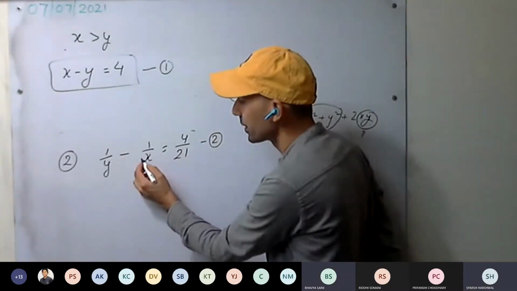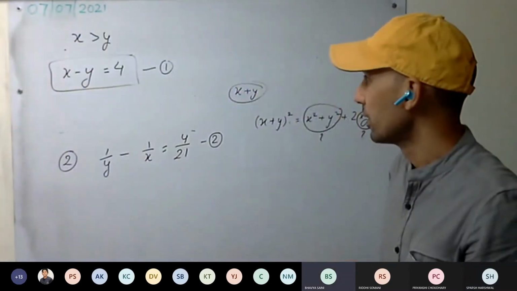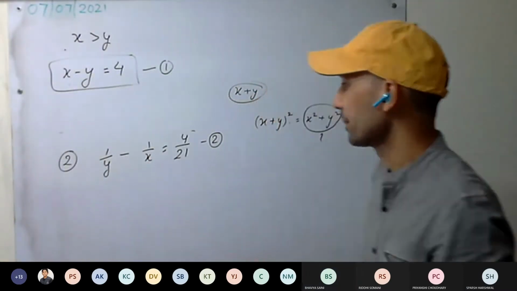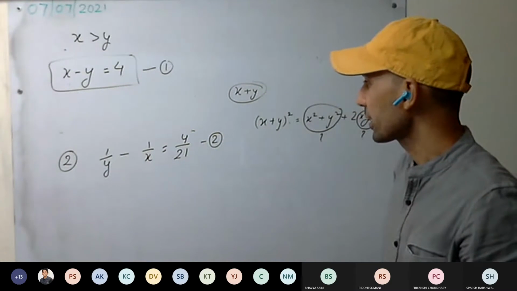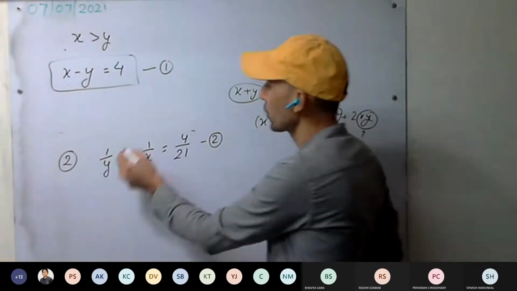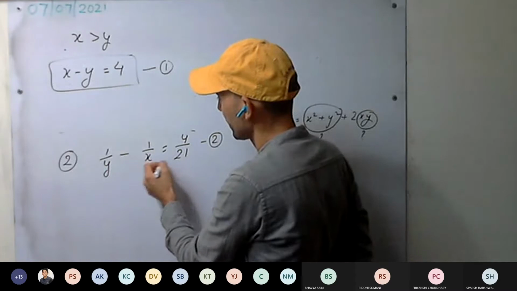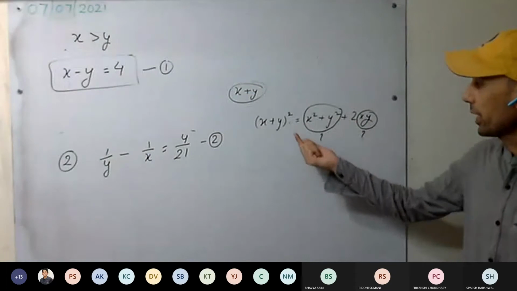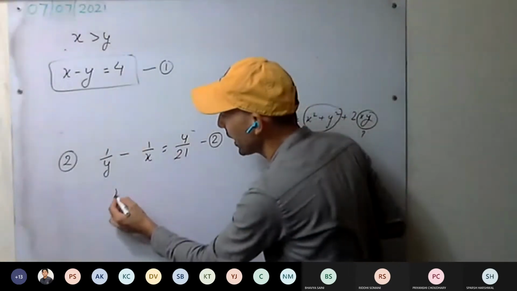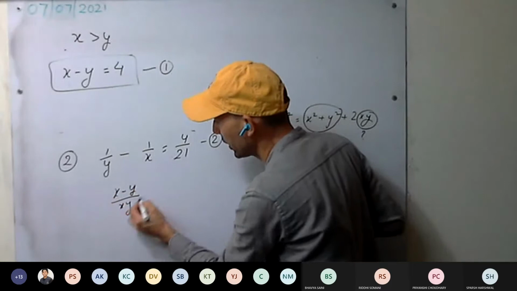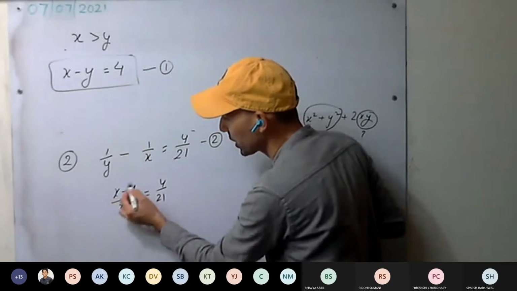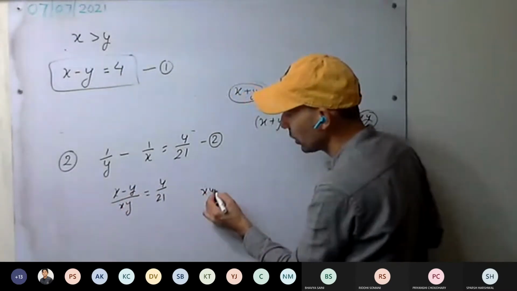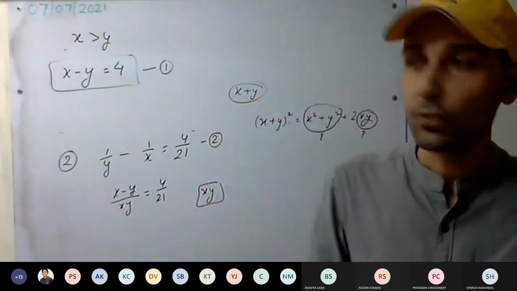Can we find the value of y in terms of x? Yes, you can find it, then put it here and calculate the value of x. But that will be a quadratic equation, with 4 minus x. Try that way, or you can use these expansions. See here, it will be x minus y upon xy equal to 4 upon 21. x minus y is 4. 4 gets cancelled. We can get the value of xy.